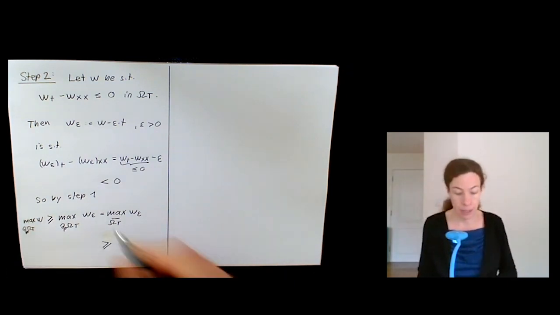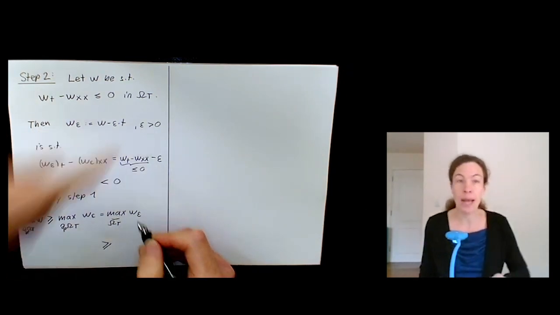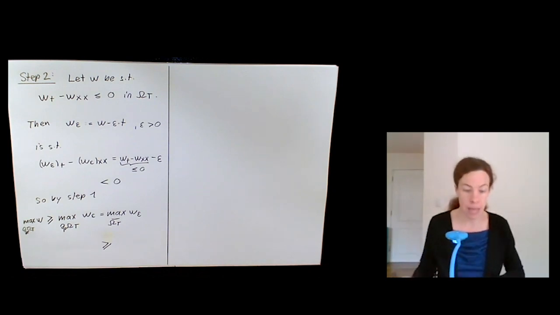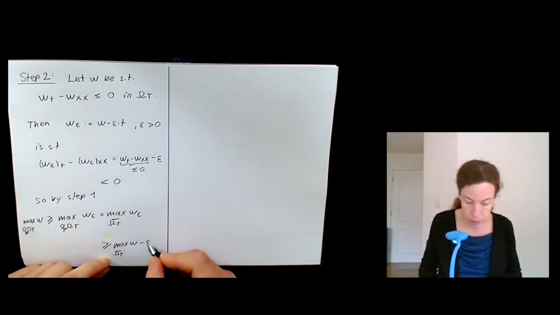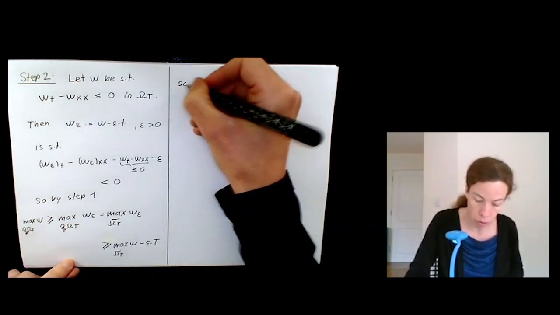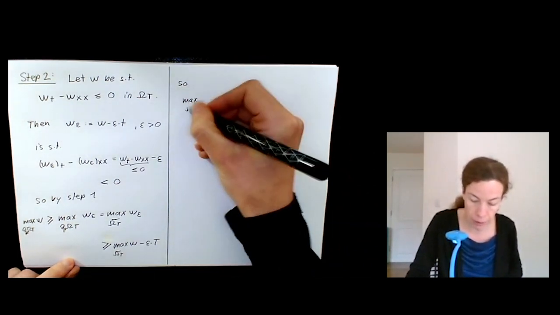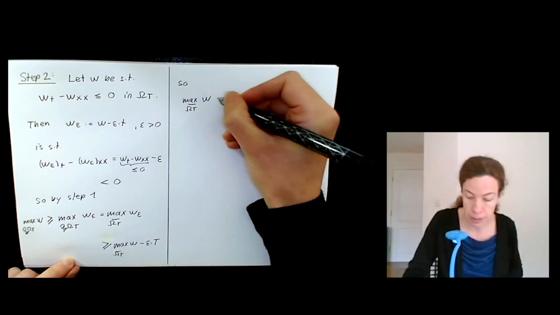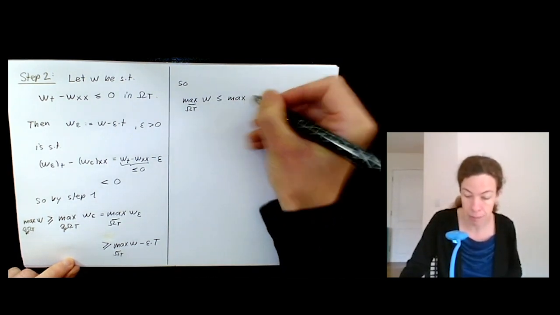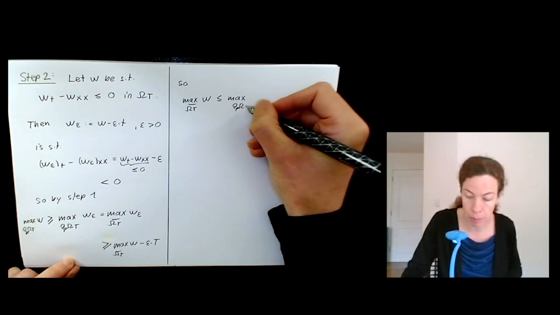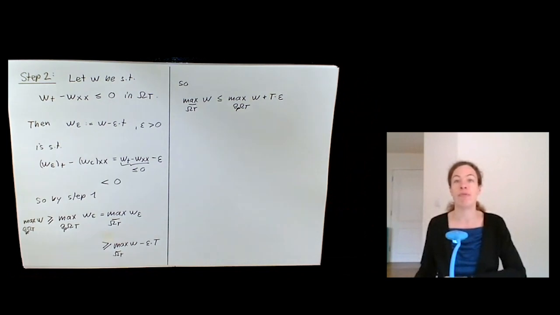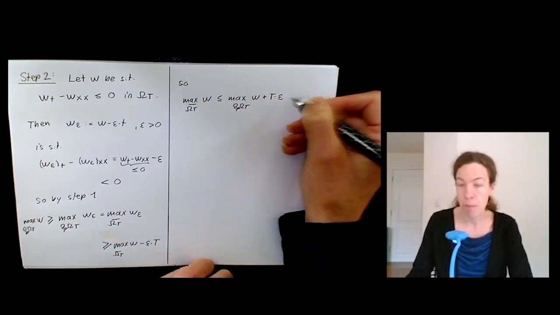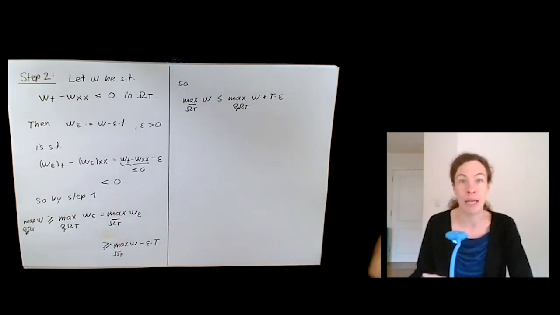On the other hand, here I have W epsilon, I subtract the term which is at most epsilon times capital T, so this here is greater or equal to the maximum over the whole thing of W minus epsilon times capital T. So we conclude that the maximum over everything of W is less than or equal to what I claim it is, namely maximum over the parabolic boundary, and in the first step still with an error term of the form T times epsilon, where this capital T is just a finite number.